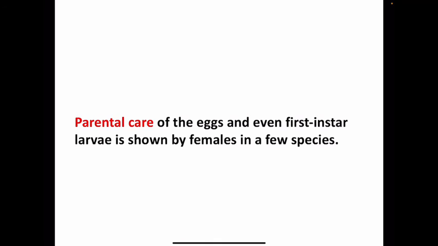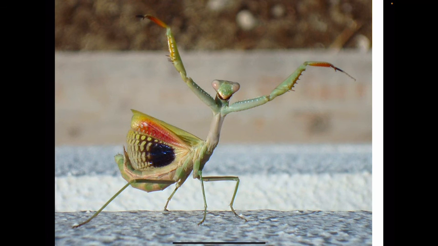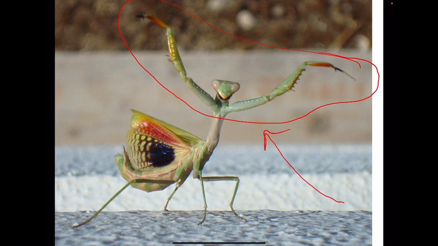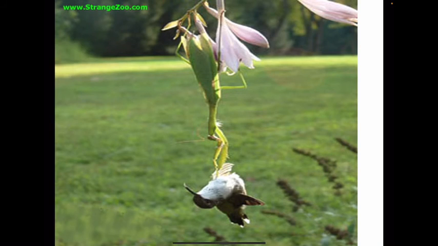Parental care of the eggs is often seen in these mantids, and this is a mantid, and it is trying to show that it is very large. This posture is seen when they get afraid of any predator. Sometimes you will see they can catch small birds also.